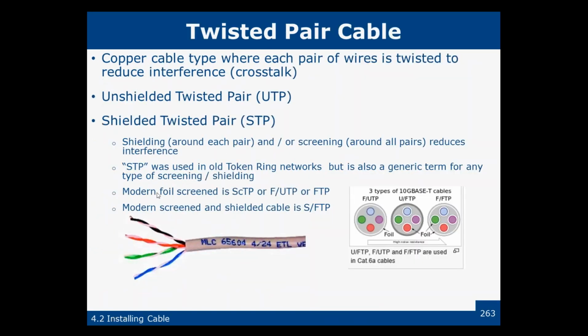This is the copper cable where each pair of wires is twisted to reduce crosstalk, and that's what these things are. The crosstalk is the interference from one wire to the other. Let me see if I can make one of my bad drawings here. If we had two pieces of wire running parallel and we put a signal on one, that signal actually would be induced into the other cable, and if we had the same sort of signal here, they would build on each other.